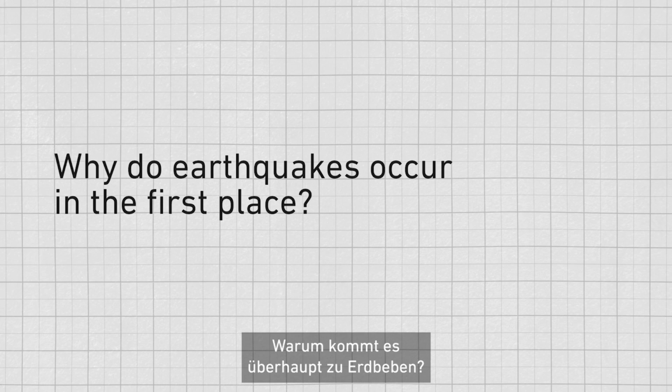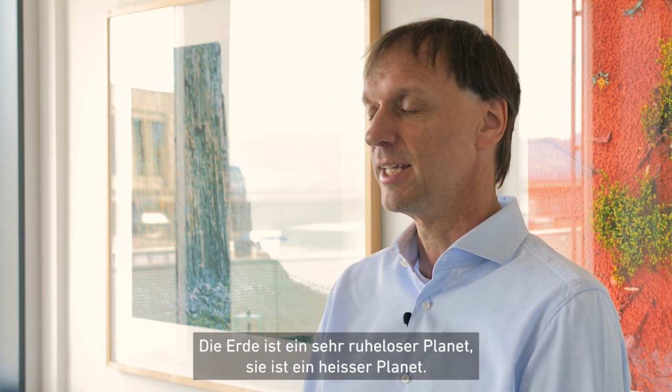Why do earthquakes occur in the first place? Earthquakes are a response of the Earth to the constant movement of tectonic plates. So the Earth is a very restless planet. It's a hot planet, and we have these plates that move around on top of a relatively molten planet eventually.